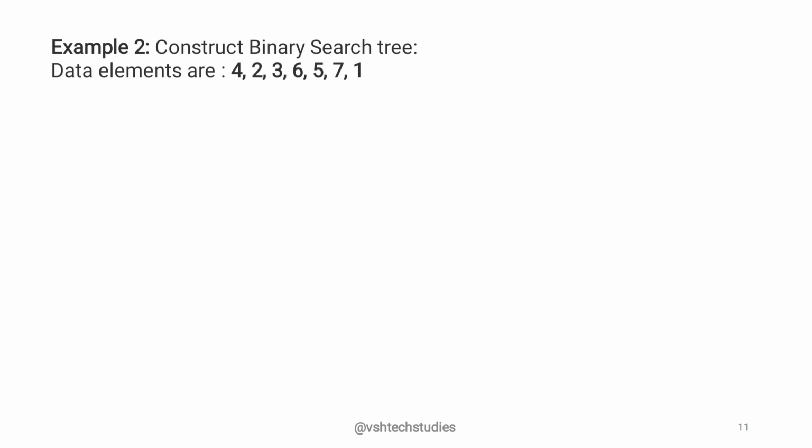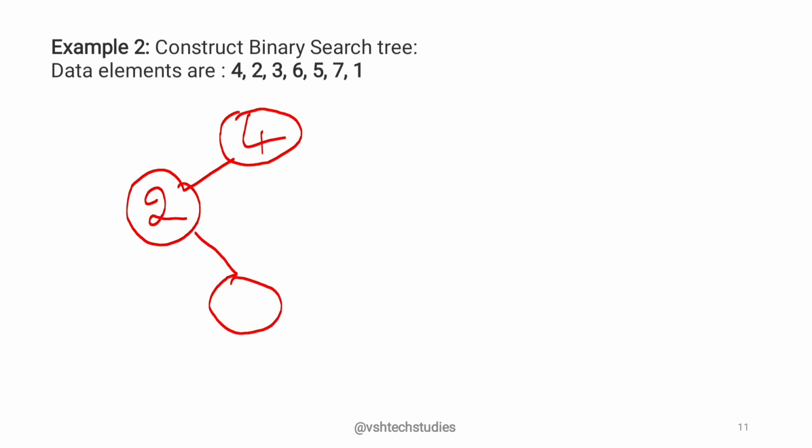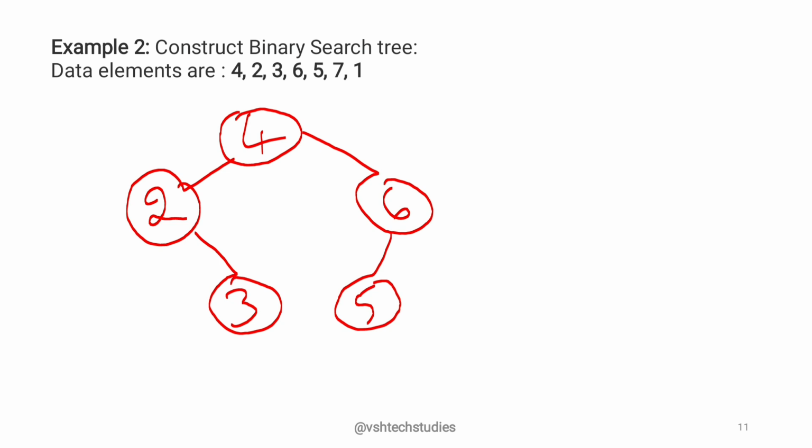To construct the binary search tree, first we shall take 4. 2 is smaller than this, hence it becomes the left child. 3 is greater than 2, hence it becomes the right child of 2. 6 is greater than 4, it becomes the right child of 4. 5 is smaller than 6, hence it becomes the left child of 6. 7 is greater than 6, hence it becomes the right child of this. 1 is smaller than 2, hence it becomes the left child of 2.